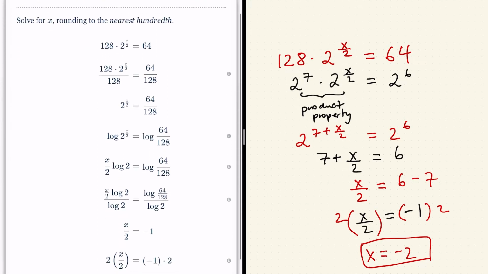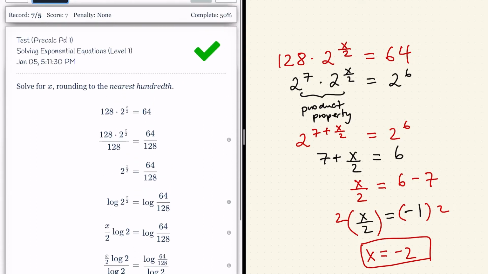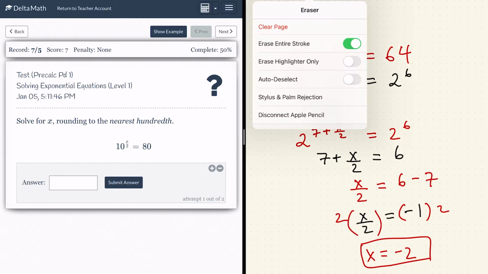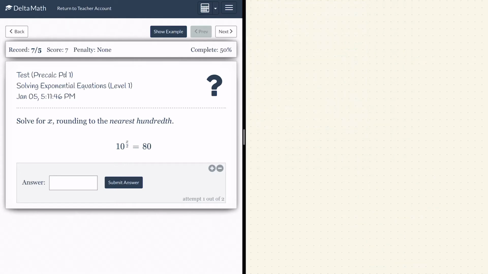So the way that Delta Math does it is they use logs. In this example, log isn't necessary, but about half of the time you might have problems where you have to use logs. So this was not an example where you had to. So let's do an example where you might have to use logs. In this problem, we have 10 to the power of x over 2 is equal to 80.